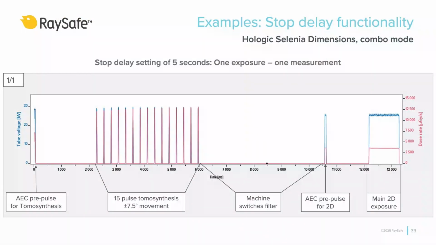Another example is this tomosynthesis machine from Hologic. First, it will do an AEC pre-pulse and use the signal to calculate the correct settings for the tomosynthesis. Then it will perform the short pulses at different angles. It will switch filter, another AEC pre-pulse, and finish off with a 2D exposure. A long stop delay gives a good overview of what the machine is doing, and a short stop delay makes it possible to easily investigate a single pulse in the tomosynthesis sweep.